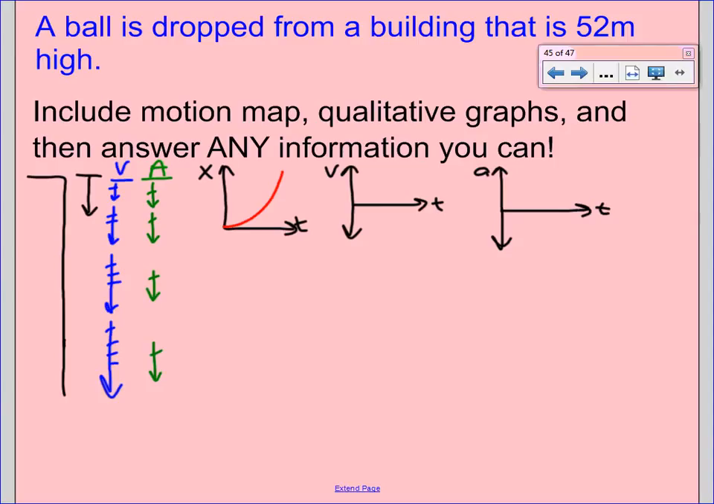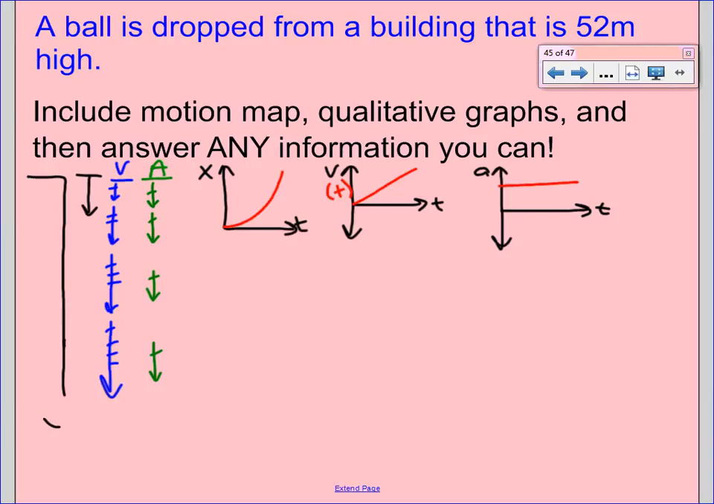The velocity is moving in the positive direction, since down is positive and that's which way the arrows are pointing. So that means that the velocity is going to be up here in the positive region, and since it's speeding up, it's going to look like that. And since the slope of my velocity graph is positive, that means my acceleration is going to be a positive straight horizontal line.